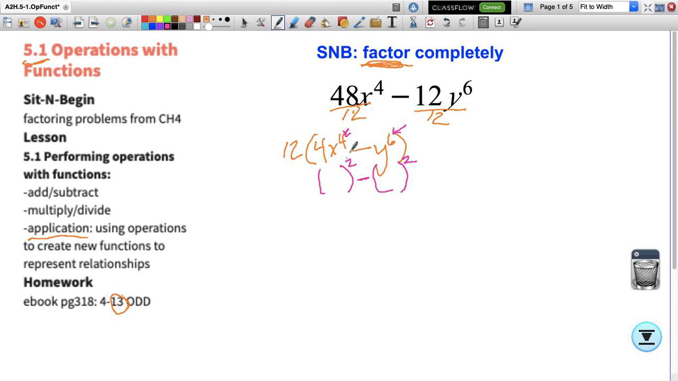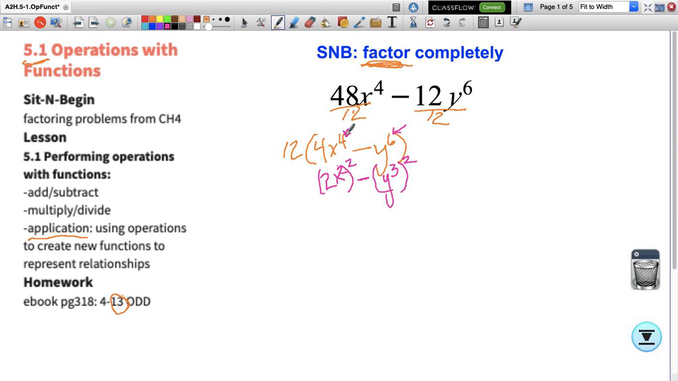I'm going to ask myself, what times itself equals 4x to the 4th? Well, what times itself equals 4? That's easy. It's 2. And what times itself equals x to the 4th power? Well, that's going to be an x squared. Over here, I can ask myself, okay, what times itself is y to the 6th? Well, y to the 3rd times y to the 3rd would mean I would add my 2 powers. That's going to give me y to the 6th.